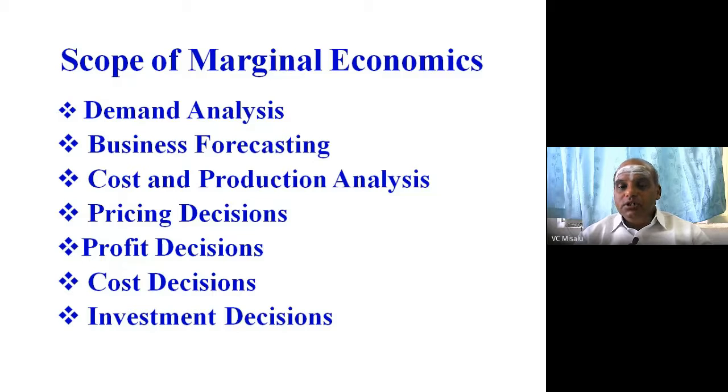That variable cost only will increase. At certain level, fixed cost will not increase. So large scale production is possible, their cost reduction is possible. So business forecasting is another scope. Cost and production analysis. So at this production unit, at this production, what is the cost? What will be the cost?